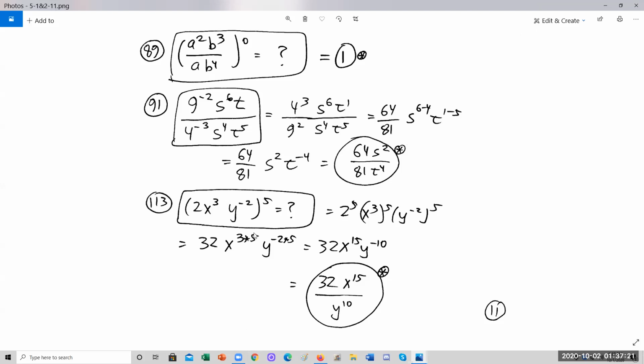x cubed to the 5th, you multiply the powers, 3 times 5. y to the negative second to the 5th, multiply those powers, negative 2 times 5. Get 32 x to the 15th, y to the negative 10. And yes, this is acceptable as an answer, but you can also put the y to the 10th in the denominator: 32x to the 15th over y to the 10th, also an acceptable answer.